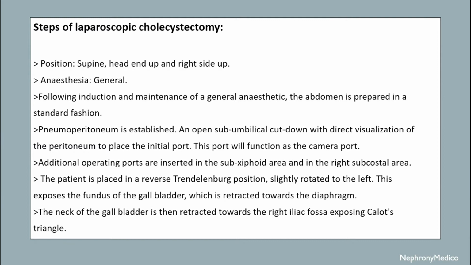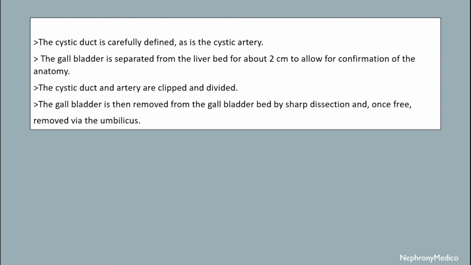Pneumoperitoneum is established and the ports are made, and the neck of the gallbladder is retracted towards the right iliac fossa, exposing Calot's triangle. Calot's triangle is defined and gallbladder is separated from liver bed. The cystic duct and artery are clipped and divided, and then gallbladder is removed.